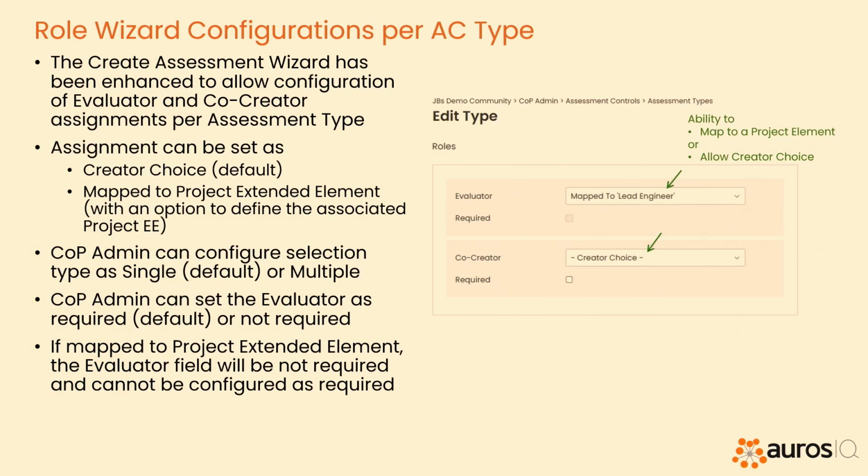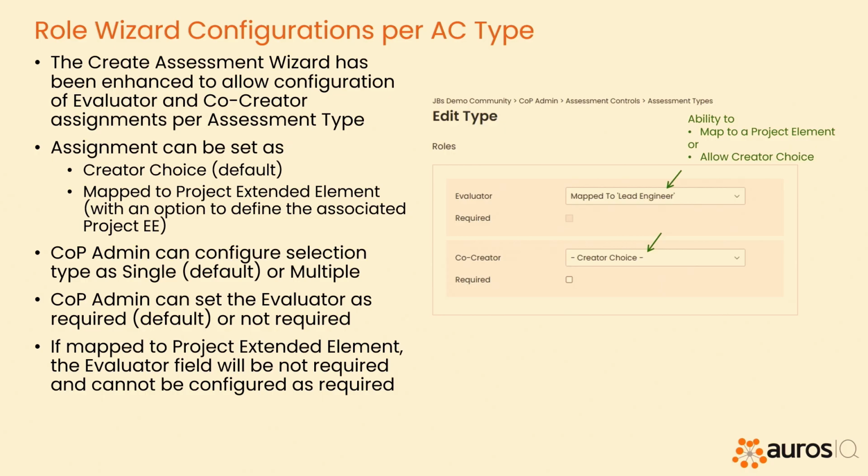I'd say we're on to our role wizard. So everybody knows there's roles on assessments. You have to tell who's going to do the work, right? So within your assessment type configuration, we have your evaluator and your co-creator, which are on all your assessments. For your evaluator, the default for both of these will be creator's choice, but you do have the ability to map these roles to project extended elements of user.